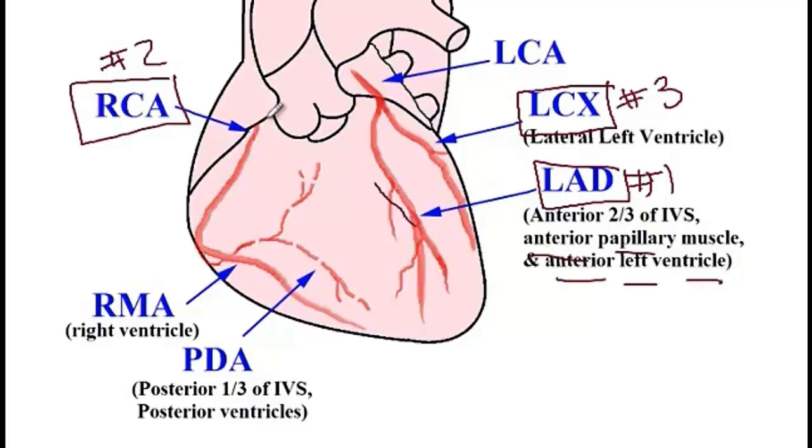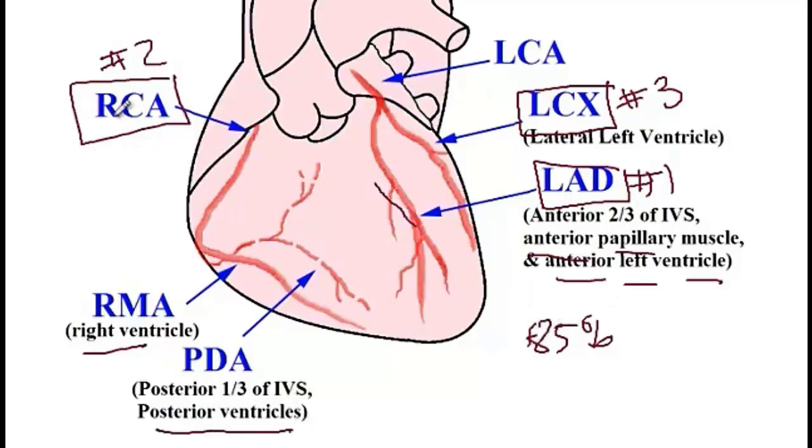The right coronary artery, on the other hand, gives rise to the right marginal artery, which supplies the right ventricle. It also gives rise to the posterior descending artery in 85% of the times, and thus the posterior descending artery will supply the posterior 1/3 of the interventricular septum, as well as the posterior ventricles.